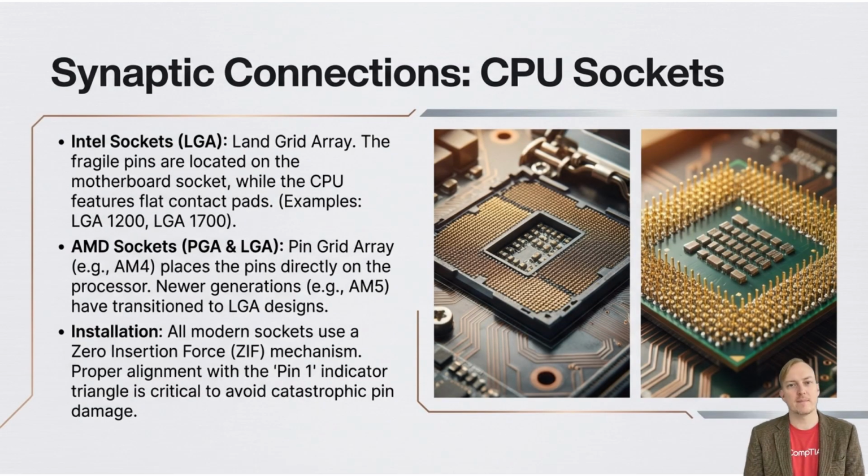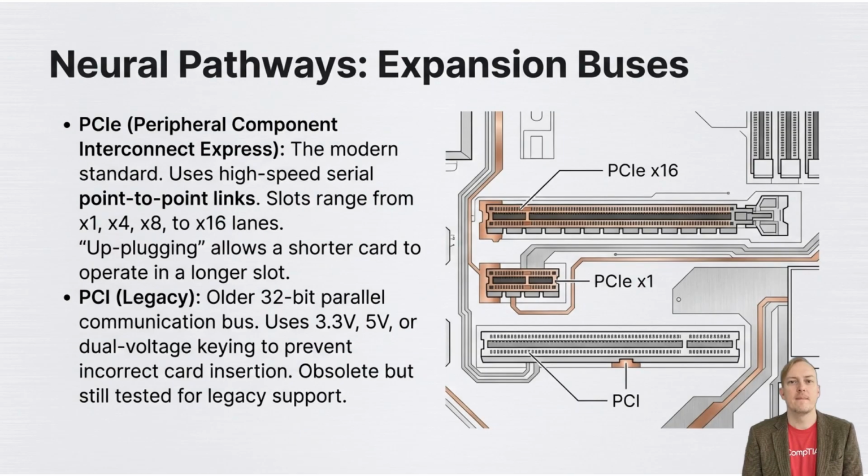To attach that brain, we use CPU sockets. Intel primarily uses the land grid array (LGA), meaning the fragile pins are located in the motherboard socket itself, and the CPU just has flat contact pads. AMD historically used the pin grid array (PGA), where the pins were right on the processor, though modern generations have transitioned to LGA designs as well. Both styles use a zero insertion force (ZIF) mechanism, and you must perfectly align the pin 1 indicator triangle to avoid catastrophic pin damage.